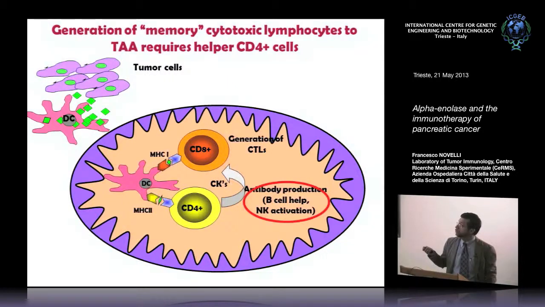And CD4 is a very important T cell subset because once activated it can release cytokines and help the differentiation and generation of cytotoxic T cells, but CD4 can also promote antibody production by B cells. So our idea was that if we are able to identify some antibody against an antigen, this antigen can also be able to activate T cell responses.